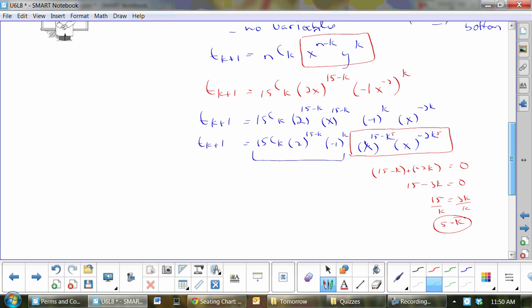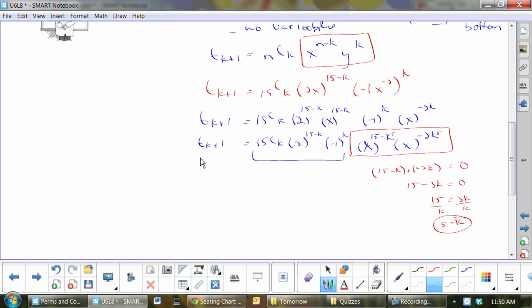Now, I like to believe that you could keep plugging in numbers here yourself till you get it. Most of you will not have to go through this. But if you're like, well, I know this plus this has to equal 0, or how else am I going to get rid of them? So I did this plus this equals 0 and did the math. So this is something that might be optional for you. But what's nice is now I found k. Therefore, which term am I looking for?